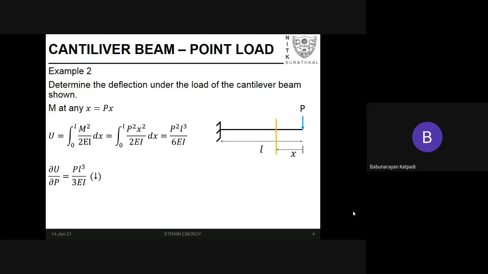The first differential of this with respect to P should give you the displacement. That is from Castigliano's theorem we have seen. If strain energy is represented in terms of the load, the partial differential with respect to the load will give the conjugate displacement. So if U is P squared L cubed by 6EI, del U by del P, you will get PL cubed by 3EI, which is a standard result for a cantilever loaded with a concentrated load at the end. The displacement will be given by PL cubed by 3EI. This is how it works for a beam.